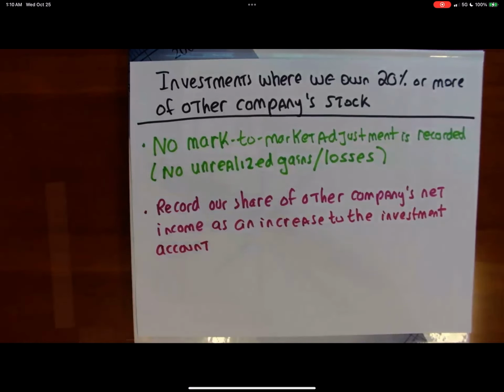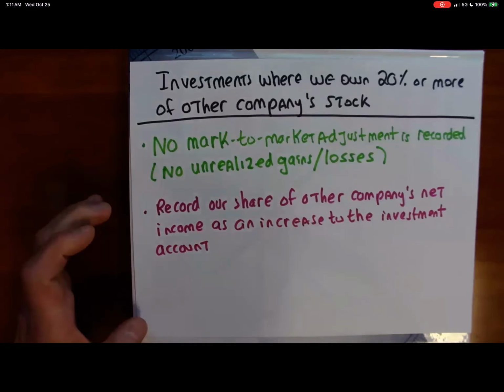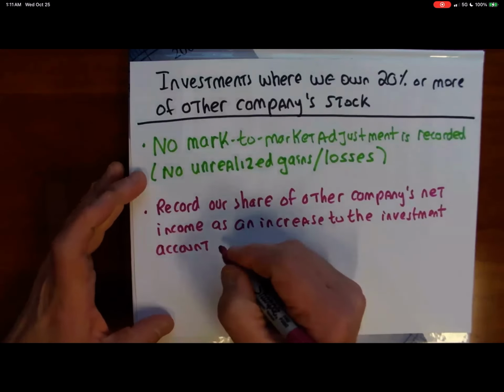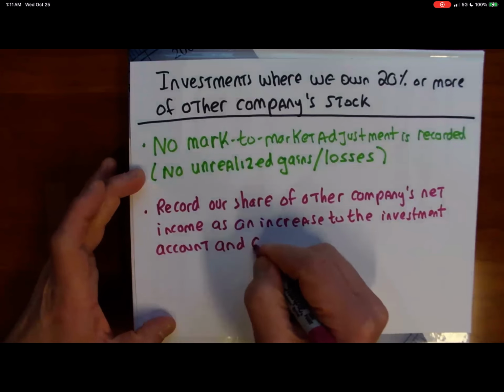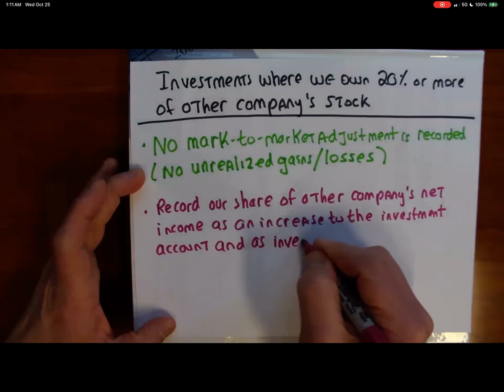And of course, we know with double entry accounting, you can't just increase the investment and call it a day. Got to do something else too. So we're going to increase the investment and we're going to record this as investment revenue. So record our share of the other company's net income as an increase to the investment account and as investment revenue.